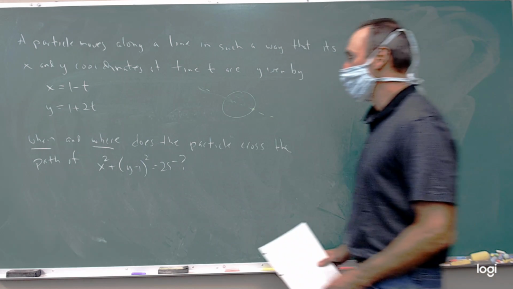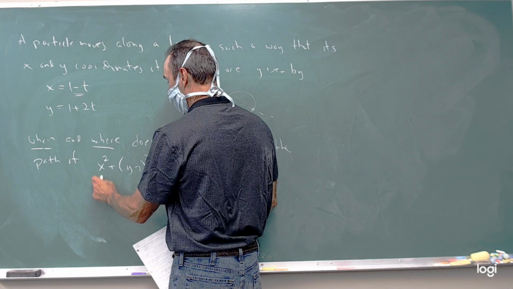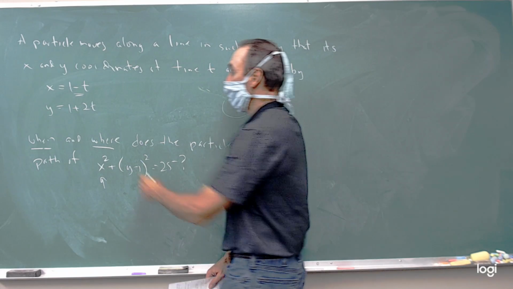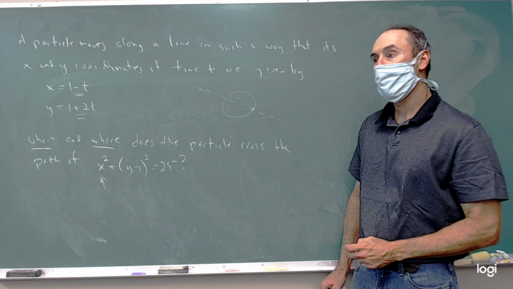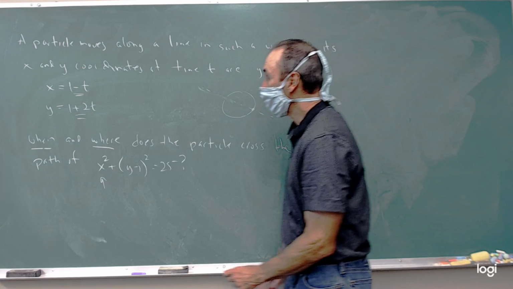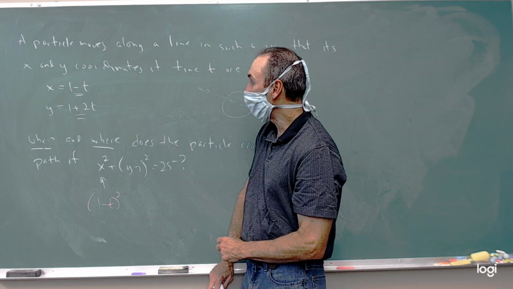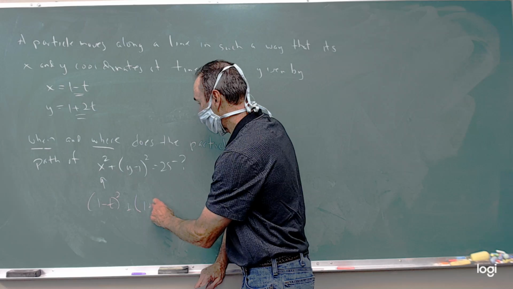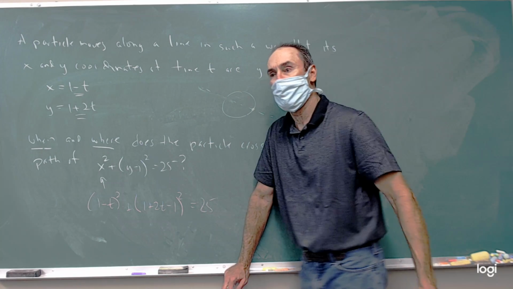Well, first we're going to answer the when, so we're going to plug into the x, that thing with the t, which we know is 1 minus t, and we'll plug in the 1 plus 2t where we see the y. Okay, so that's going to become, let's see, we've got a little algebra here: (1 minus t) squared plus (1 plus 2t minus 1) squared equals 25.